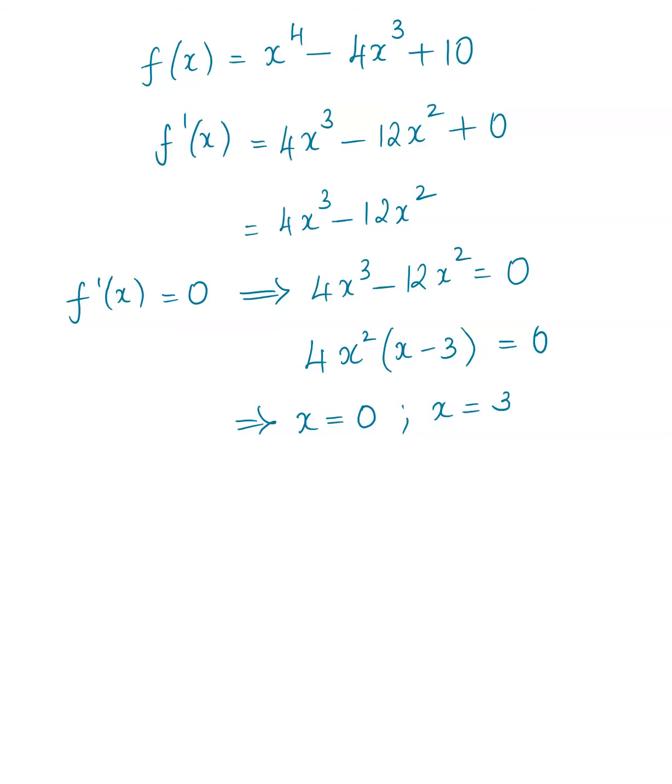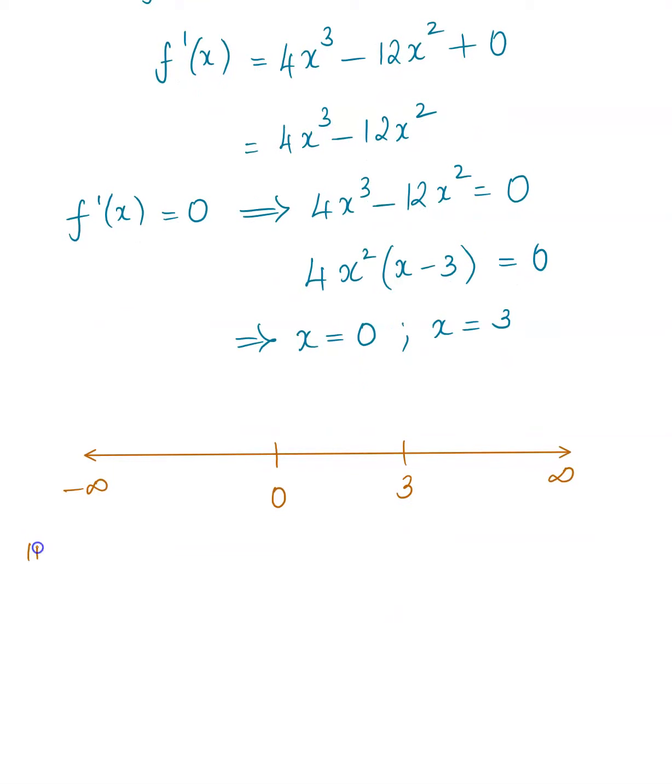Now we draw the number line. Because there are no endpoints, I mark the ends of the line as infinity and negative infinity, then I mark the 0 and the 3. So the intervals would be negative infinity to 0, 0 to 3, 3 to infinity.